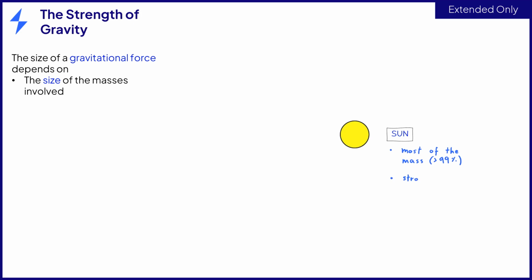The size of the gravitational force between objects depends on the size of the masses involved. This means large masses such as stars and planets produce large gravitational forces. The Sun contains over 99% of the mass of the solar system. Therefore, it produces the largest gravitational force out of all the objects around it.